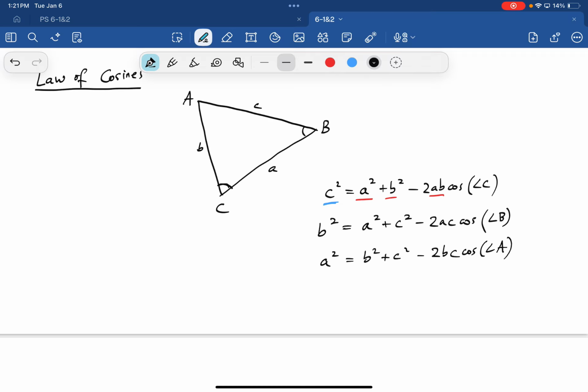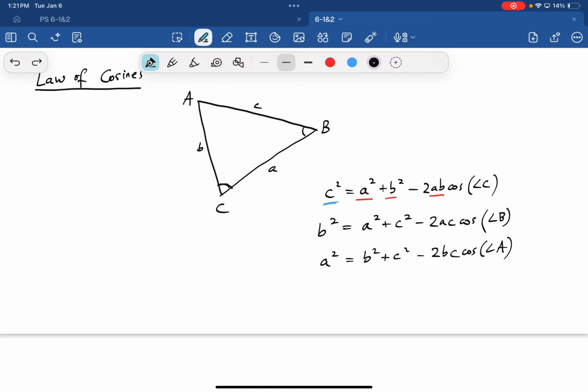All right, so you just have to remember that the angle we care about in the law of cosines is always the one that's in between the two sides that we have on the right-hand side of the equation. That's how I memorized it, so it should be helpful.